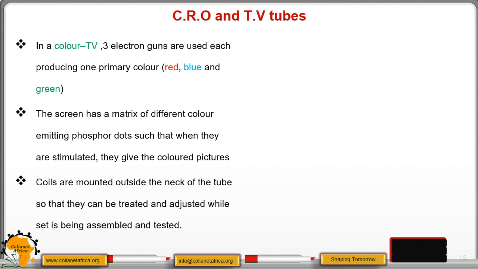But in black and white, it has only one electron gun, and that is why you can't form a colored picture. Then the coils are mounted outside the neck of the tube so that they can be treated and adjusted while the set is being assembled and tested.